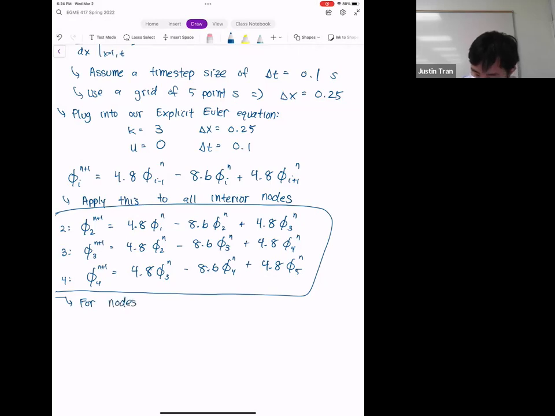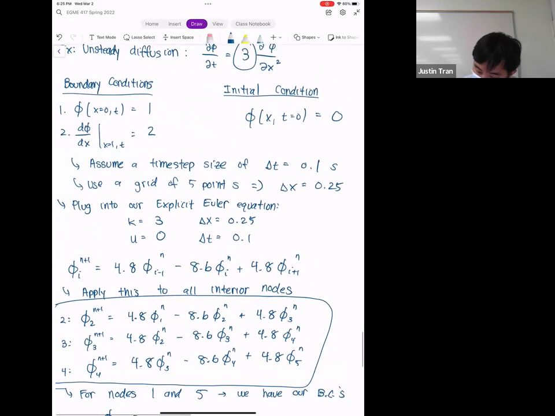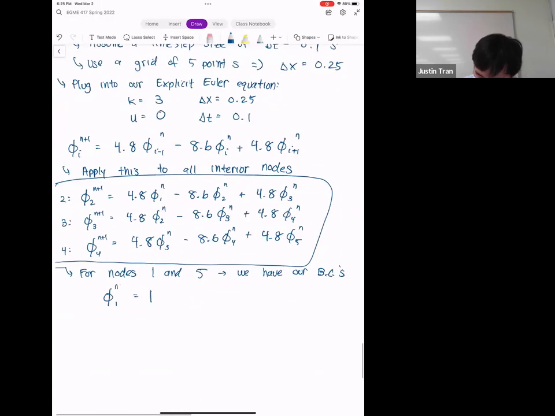Okay, so for nodes 1 and 5, we have our boundary conditions. For node 1, we have our Dirichlet condition: phi 1 is equal to 1. Since the boundary condition does not change with time, I can specify the time index to be whatever I want. So for now, I'm just going to set phi 1 at n plus 1 is equal to 1.